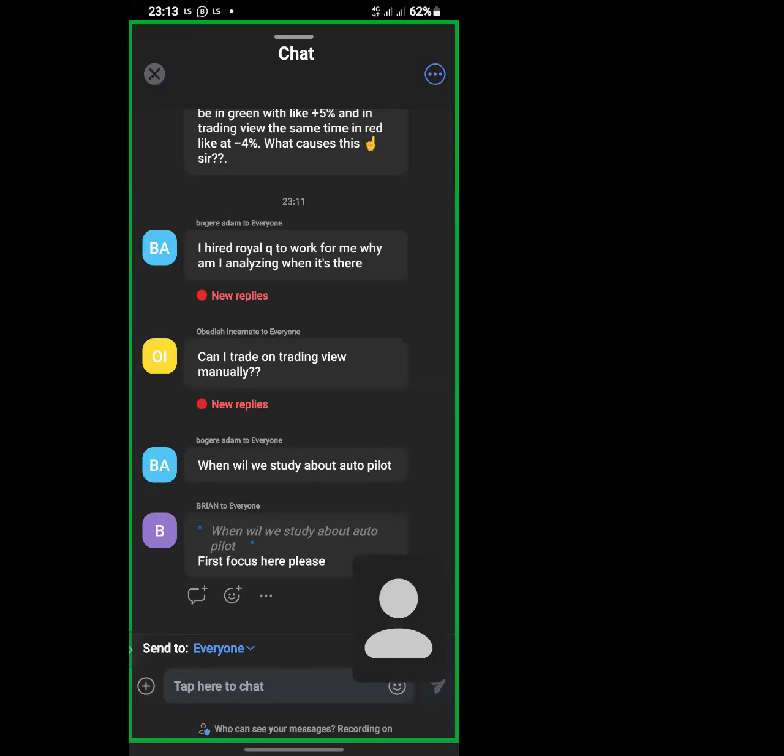Can I trade on TradingView manually? You use TradingView to monitor the market. If you're trading, you go to trading platforms, exchanges to trade. But manual trading is very difficult. If I can give you my experience, you just have to do everything yourself.